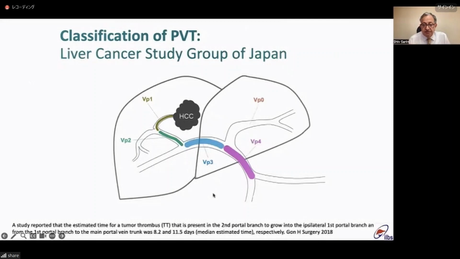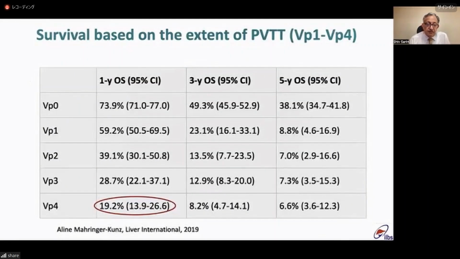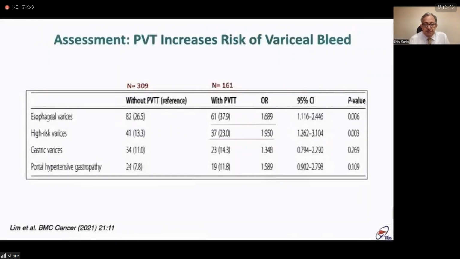This is a famous Japanese classification. You have a VP1 in the peripheral branches, then in secondary branches, which is VP2, in the main right or left branch is VP3, and then in the trunk, that is VP4. Patients who have got a VP4 thrombosis have nearly 80% mortality in 1 year. This has to be remembered, and therefore treating portal hypertension and portal vein thrombosis is very important.